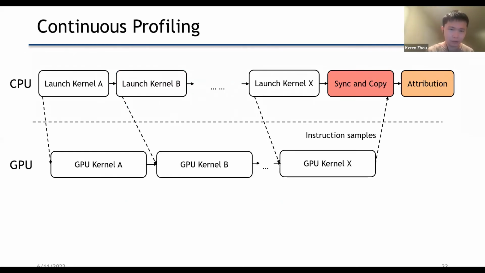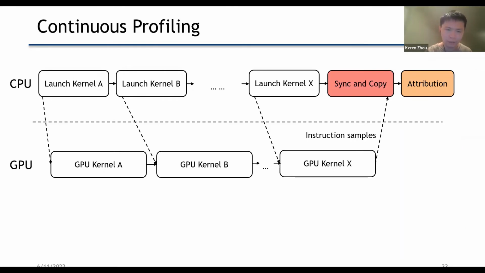So another way to collect instruction samples with less overhead is using continuous profiling. Previously, we stopped the execution on the GPU and copied all the samples from the GPU to the CPU for every kernel. However, in the continuous profiling mode, we only synchronize the CPU and the GPU at some point after many GPU kernel executions. Then, at that point, we copy instruction samples from the GPU to the CPU.